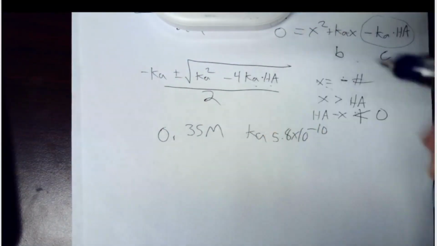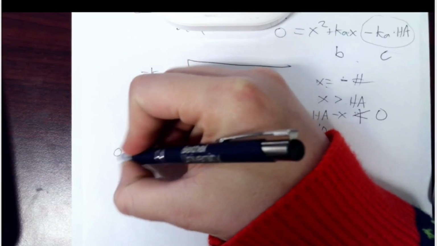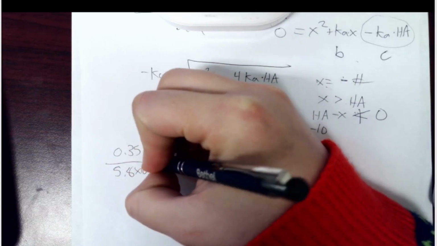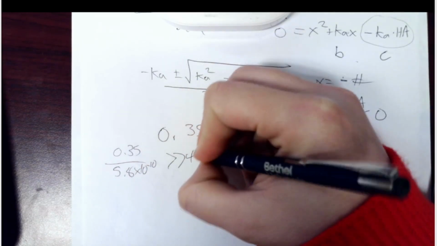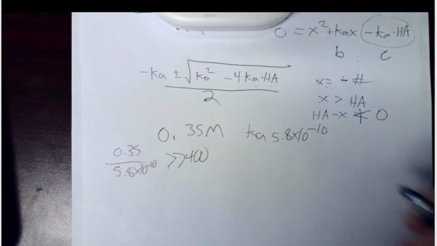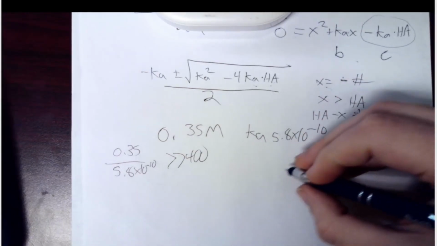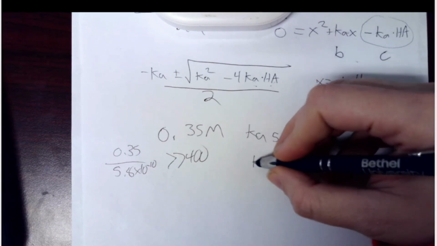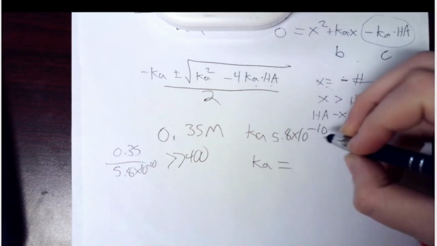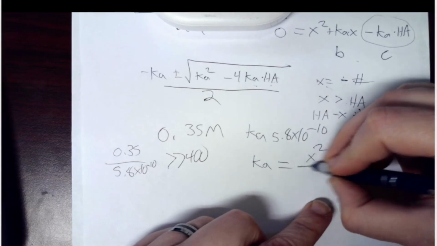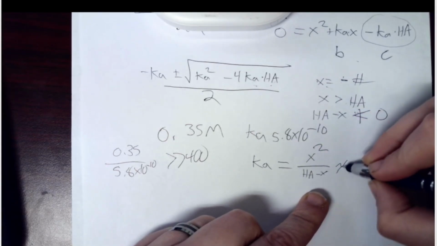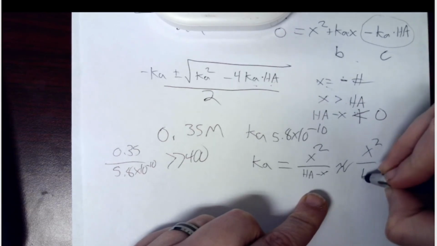If we want to see, okay, do I need the quadratic? Do I need the iterative approach? We have 0.35 and 5.8 times 10 to the negative 10th. This is going to be much, much greater than 400, I can tell you right now. And so we do not need the iterative approach. We do not need the quadratic. We can set up an ice table, but largely speaking, all of the ice tables end up something like this. Ka equals x squared over HA minus x, and since this is very weak, it's just going to be x squared over HA.